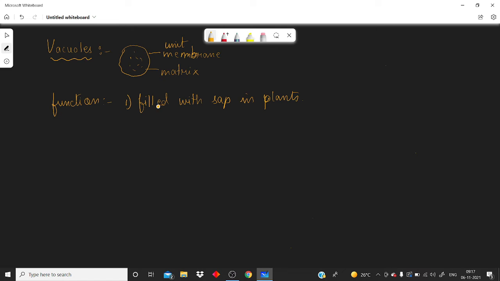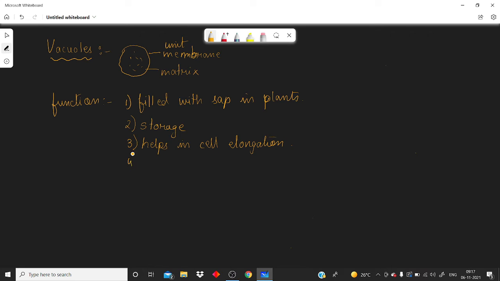So, students, the function of the vacuole in the plant cell is that it will be filled up with sap, which is the water, mineral salts, and sugar present. All together mixed will be called the sap. The vacuole will also function as a storage organ. Then it will also help in cell elongation, that is, changing the shape of the cell.